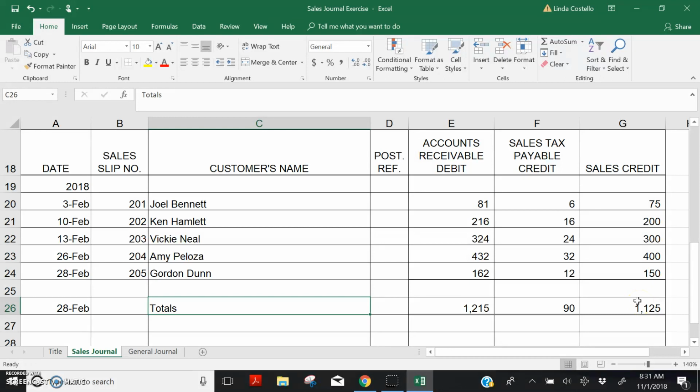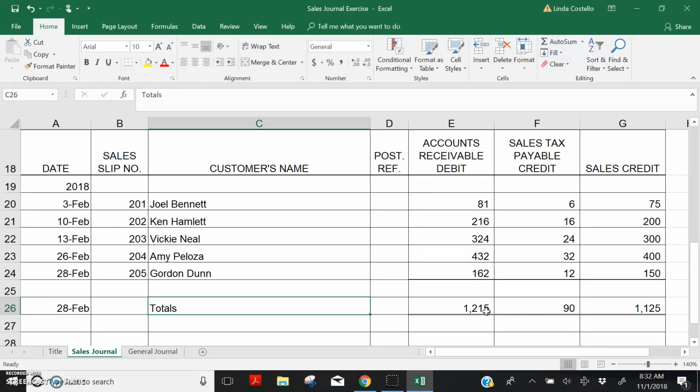Okay, now that we've finished recording the sales for the month of February into the sales journal, and we've totaled up our columns, then we need to check to see if we're in balance. Do debits equal credits? Does this debit equal the sum of these two credits? Well, let's check it out. 1125 plus $90 of credits equals 1215 debits. So our sales journal is in balance.